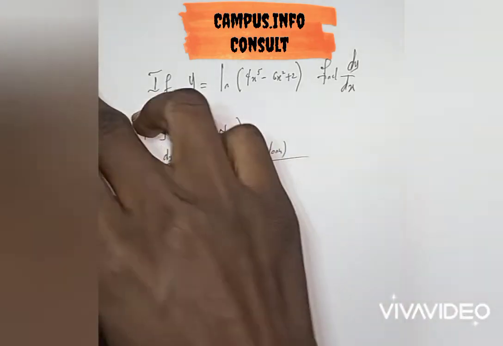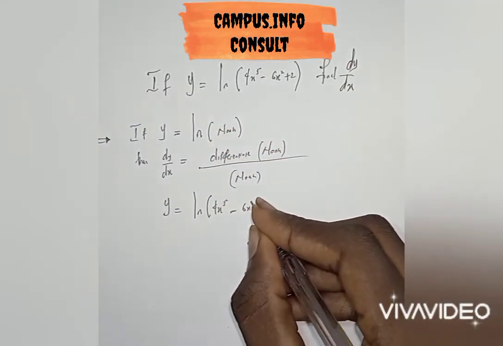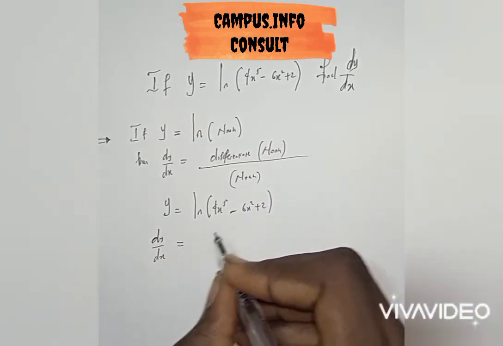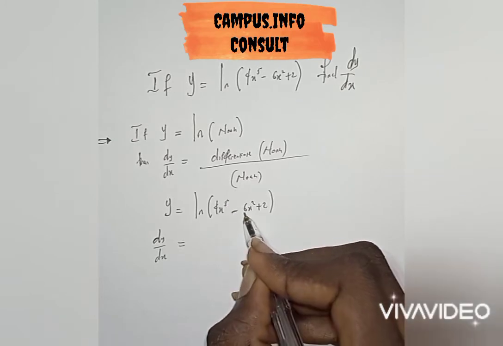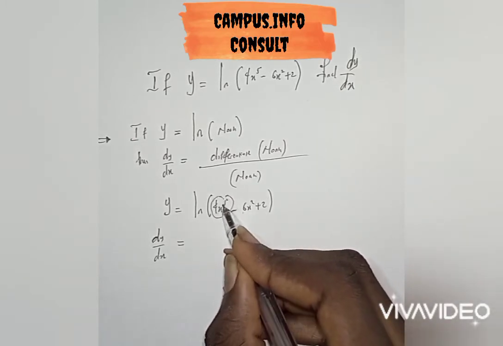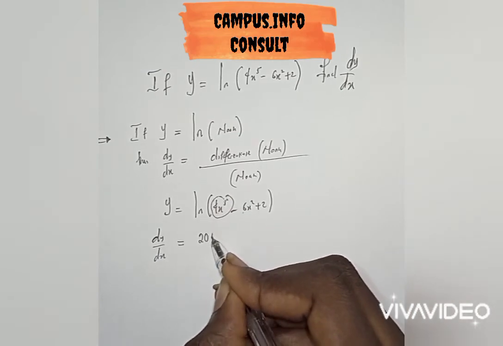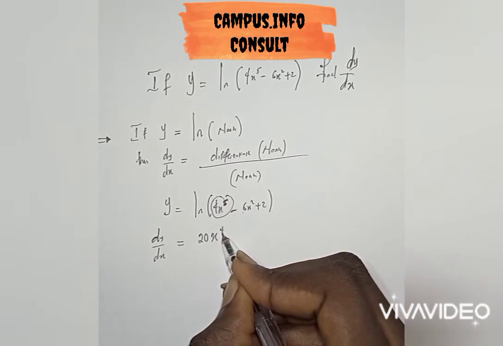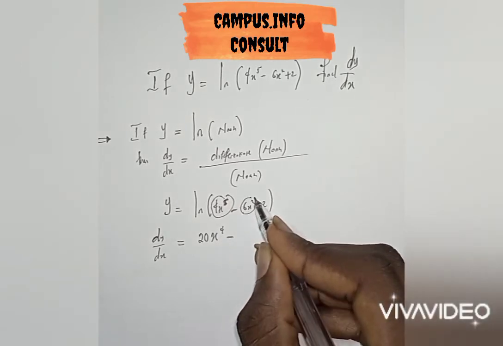Now here in this case I have y equal to ln of 4x to the power of 5 minus 6x squared plus 2. My dy/dx simply implies differentiate 4x^5 minus 6x^2 plus 2. When I differentiate this, I have 5 times 4, that gives 20, then x, subtract 1 from the power, which gives 4. Minus, I need to differentiate 6x squared.